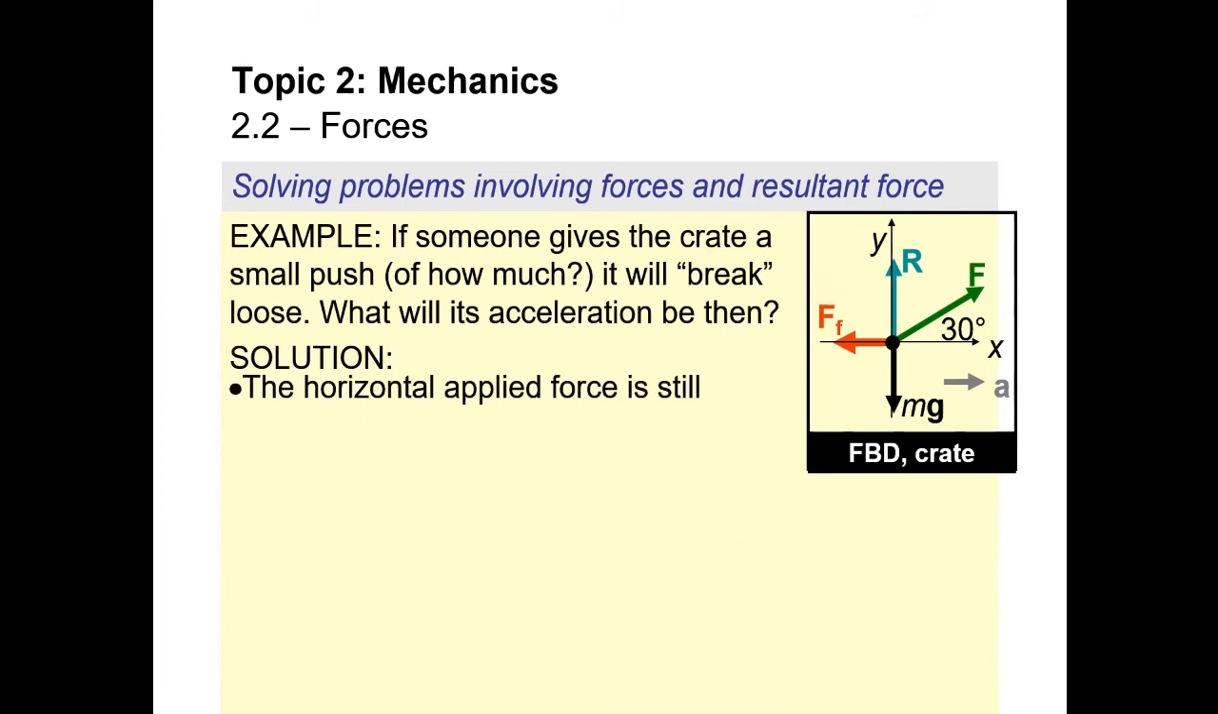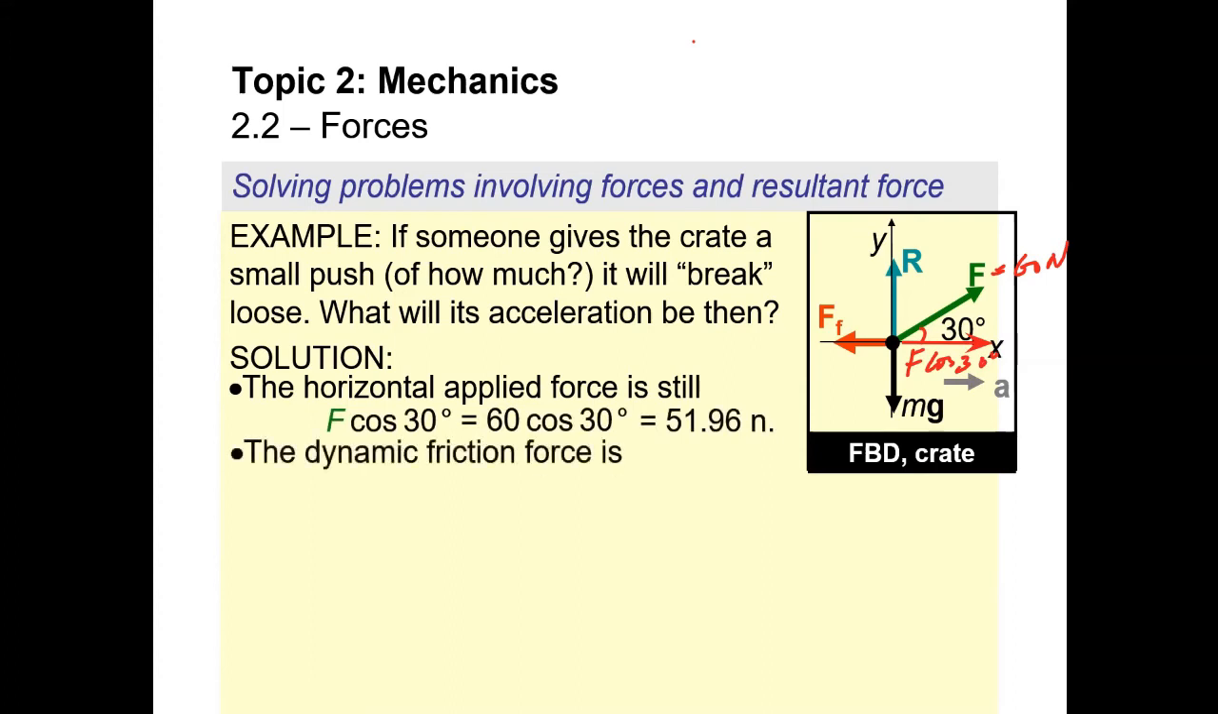The horizontal applied force is still the same. So the horizontal applied force is the adjacent, that is F cosine 30 degrees. F is 60 Newton given, which is 51.96 Newton. The dynamic friction force is the coefficient of dynamic friction times R. And the reaction force is still 70 Newton.